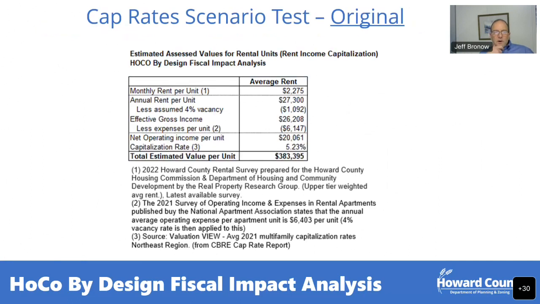So the next scenario, we looked at capitalization rates. Capitalization rates are used to determine the assessed value of rental apartment units. This is what the state assessment office uses in most cases to determine the assessed value for apartments. And so we had used 5.23%, and I'll show you where that comes from. It comes from the CBRE capital rate report for multifamily capitalization rates in the Northeast regions. We sort of targeted the Northeast region. It has been recently 5.23%.